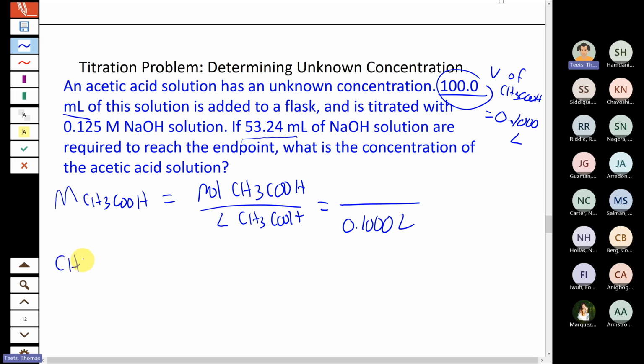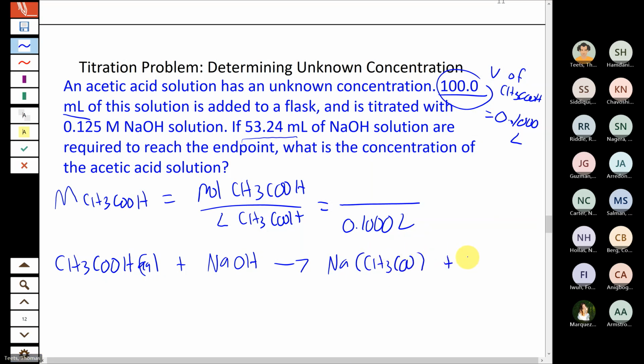So our acid, which is acetic acid, CH3COOH, is going to react with the base that we're adding, which is NaOH. We want to write out the full balanced equation. We make an ionic compound, which is the sodium cation with the acetate anion. So that's 1 plus 1 minus, so just a 1-to-1 compound. And then water.